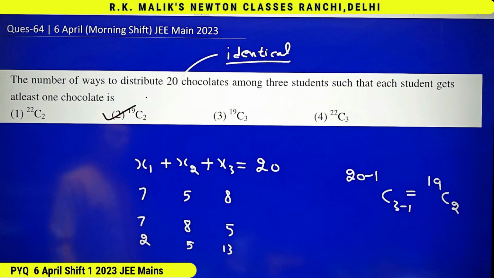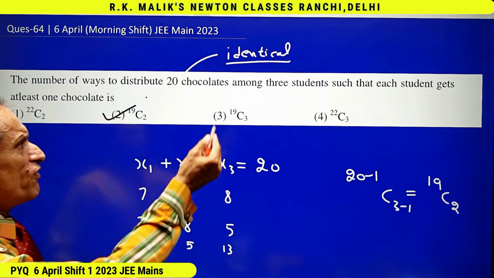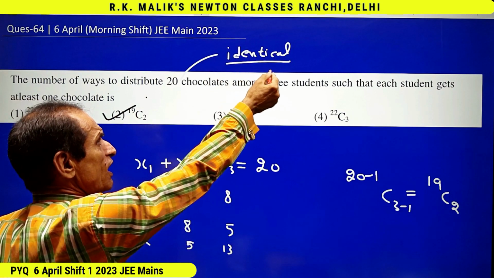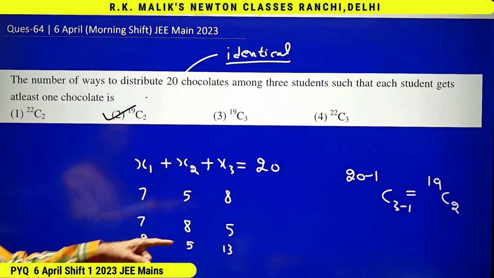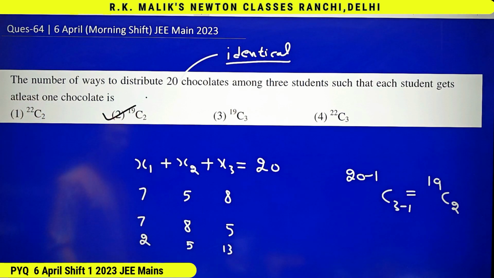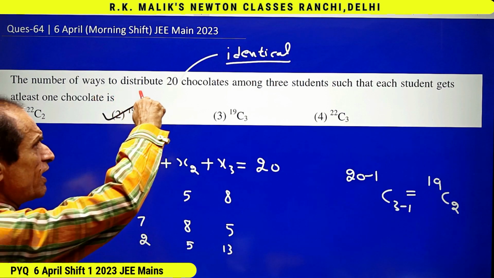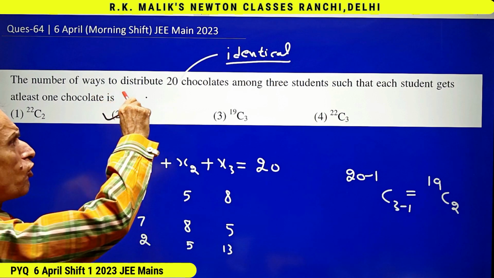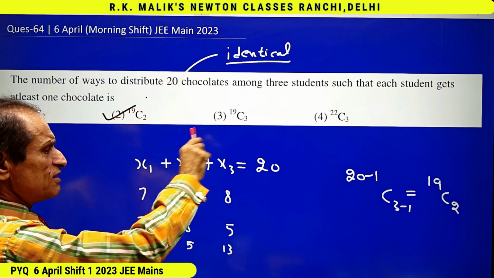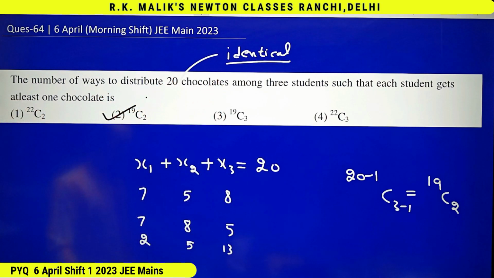But if you are thinking where the use of the word identical has come in, actually all these steps are correct only if identical chocolates are given to us. But if the chocolates are distinct, then this whole solution will not be correct. In that case, the formula is different.